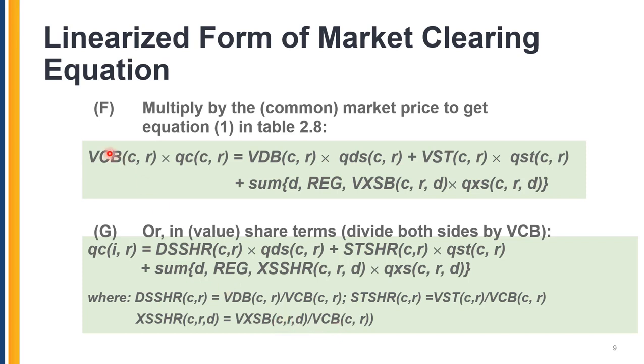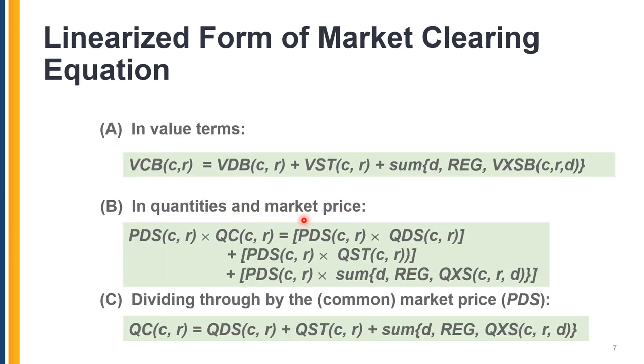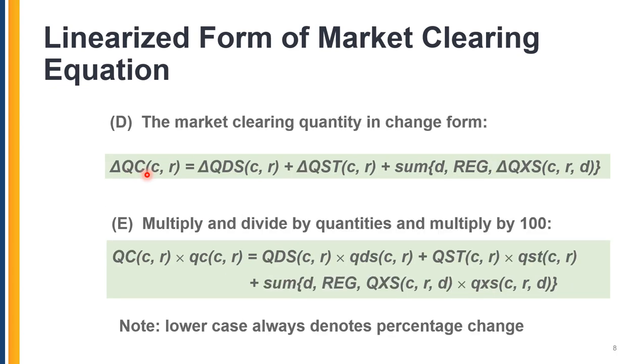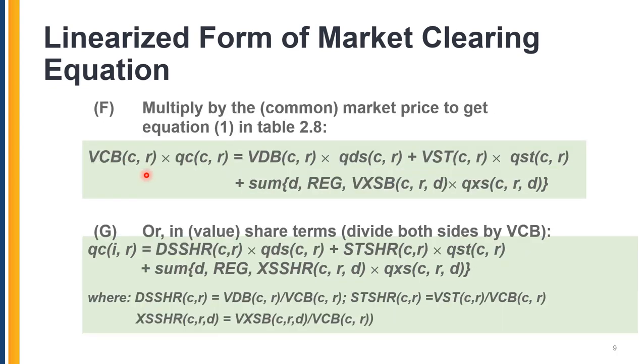Okay, so why does this work? Well, because VCB is equal to VDB plus VST plus the summation over VXSB. So these are all components, right? If you added them all up, you would get the left-hand side in value terms. And in fact, that's our starting equation, remember? We brought back the price, now we're bringing back the values. So we need to be able to do the differentiation on just the quantity variables, taking the differences and converting to percentage change. We just brought everything back. And so now we've got a full linearization of our market clearing condition.